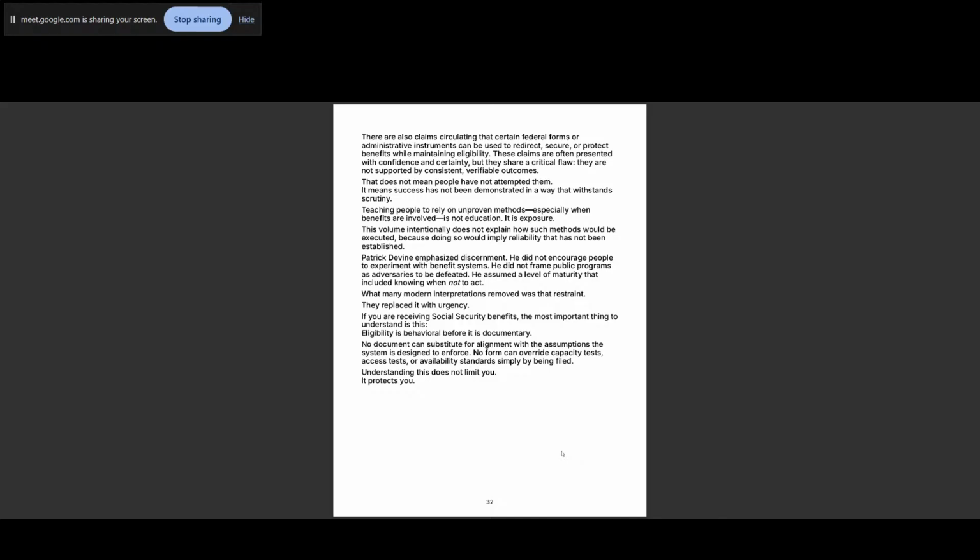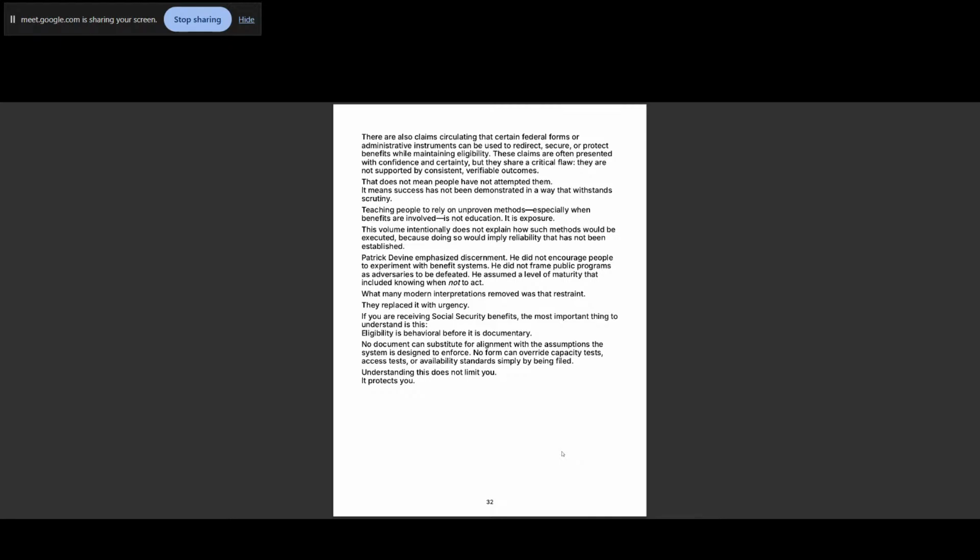Teaching people to rely on unproven methods, especially when benefits are involved, is not education, it is exposure. This volume intentionally does not explain how such methods will be executed, because doing so would imply reliability that has not been established. Patrick Devine emphasized discernment.